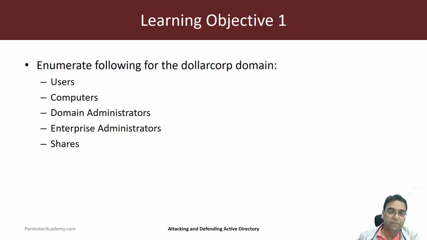So the learning objective for this enumeration part, we are not done with the enumeration yet. For this enumeration part, the learning objectives are, you need to enumerate the following for the $corp domain. It's quite straightforward. Make sure that you use at least PowerView and the Active Directory module to solve these. Feel free to use more tools if you want. So we need to enumerate the users, computers, domain administrators, enterprise administrators, and shares in the current domain with the help of whatever tools we want. If you want, use PowerView and the Active Directory module, or feel free to use any other tool.